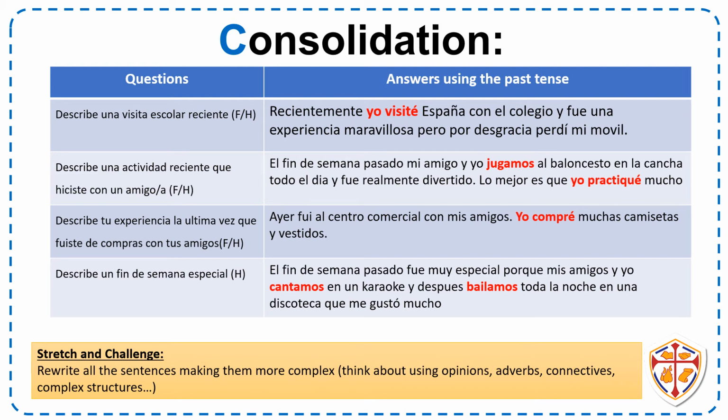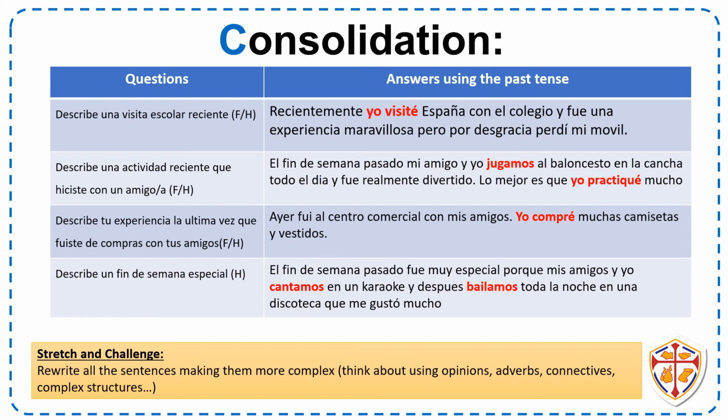Jugamos. Look at the ending. It comes from the infinitive jugar, AR. You need to remove the AR and replace it with amos. Lo mejor es que yo practiqué mucho. You've got another verb in preterite past tense. Practiqué, I practiced. It comes from practicar, which is an AR verb as well.